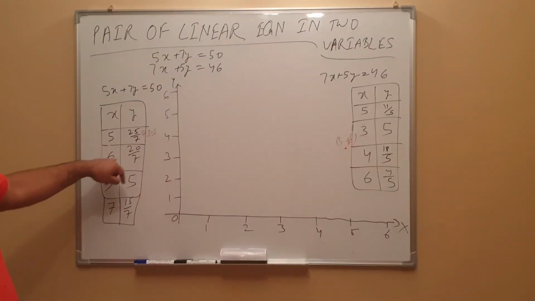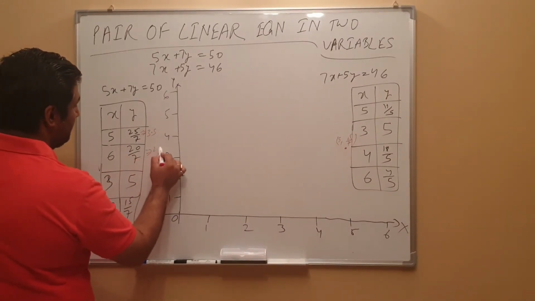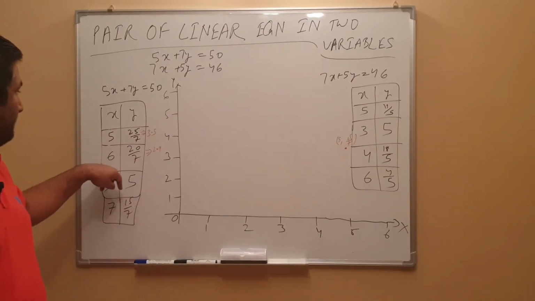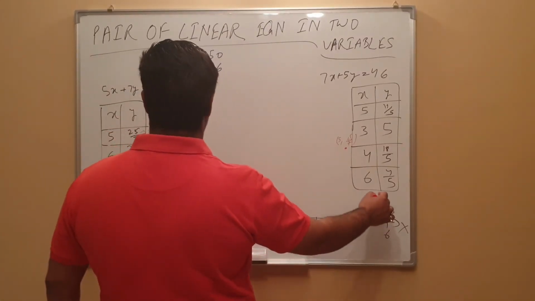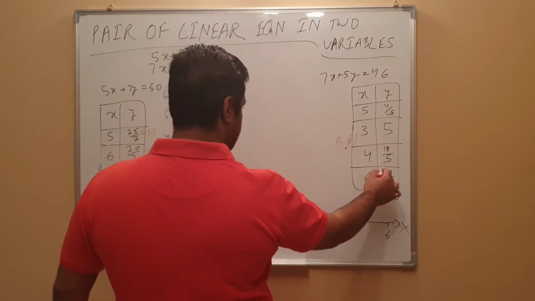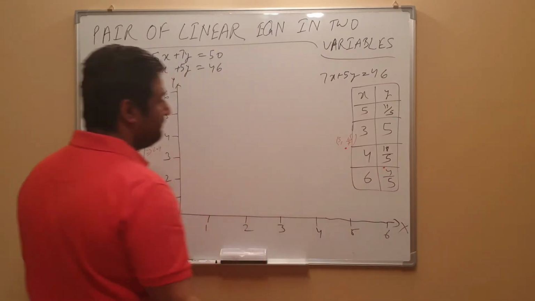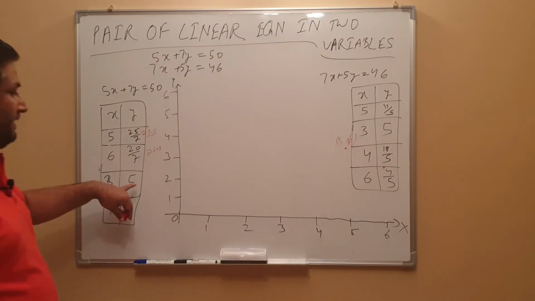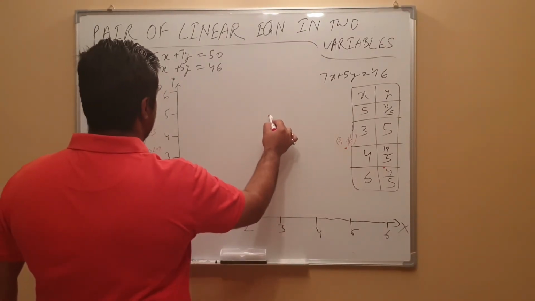Now next point is 6 and 20 by 7. Now 20 by 7, we will get something like 2.9, okay? Now when x is 6, y is 2.9. That means somewhere here. So this will be the point. And then the third point is when x is 3, y is 5. So this is the point.